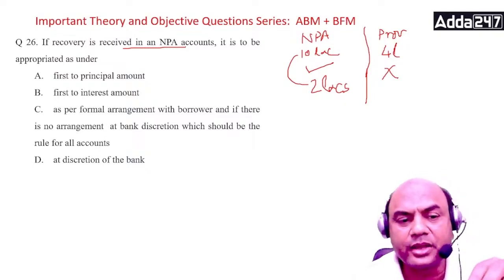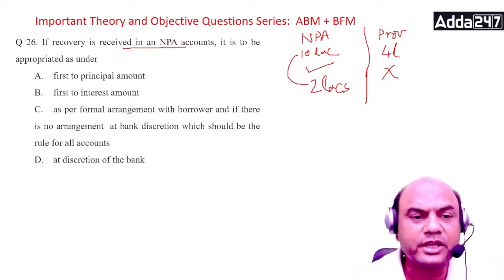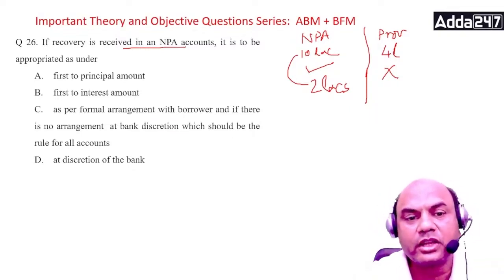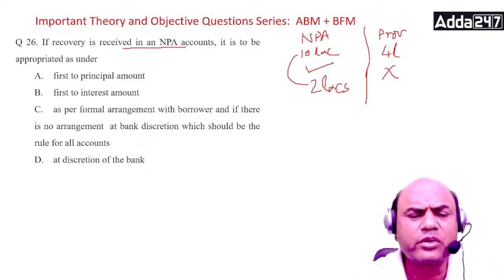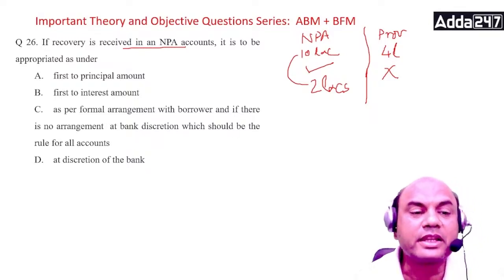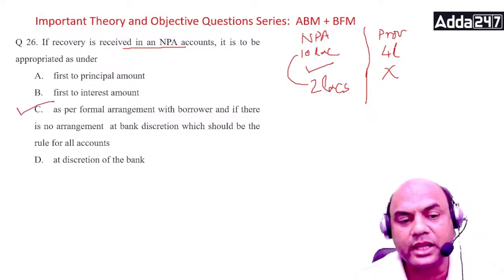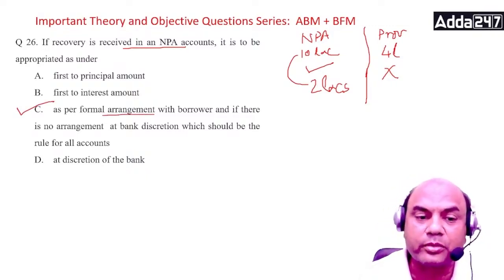Many of you have typed the answer as C because you have seen the big answer. We have a general tendency that whenever we see the big answer, we try to answer that only. So it's not the case every time. Remember, this time it is okay. C is the right answer. As per the formal arrangement. What do you mean by as per the formal arrangement?